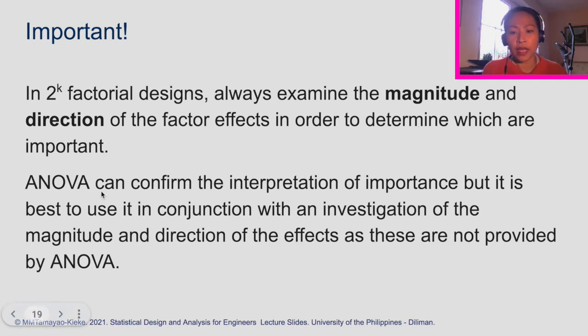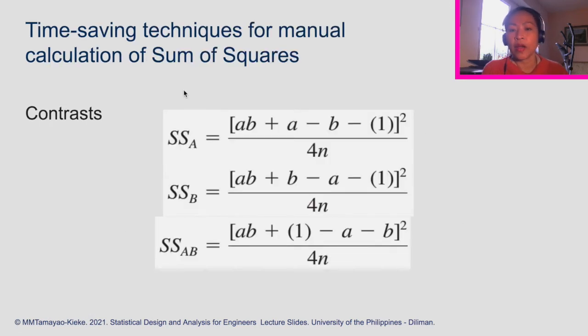Okay. Now, ANOVA can confirm the interpretation of the importance, but it is best to use it in conjunction with an investigation of the magnitude and direction of the effects, as these are not provided by ANOVA. Okay. Now, here are just time-saving techniques for manual calculation of sum of squares as we now shift to ANOVA, okay?